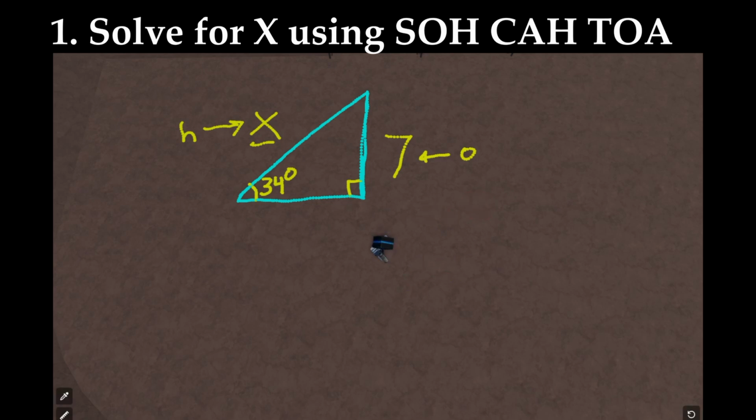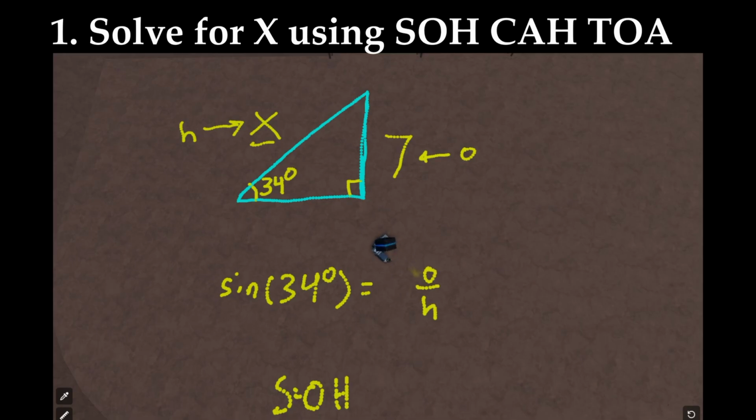Now let's write sine of the angle. And we already know the angle. It is 34 degrees, right? And what does SOH CAH TOA tell us? Well, SOH CAH TOA tells us that sine is equal to the opposite over the hypotenuse. And the thing is, we know what the opposite and the hypotenuse are. O is just 7, and H is just x. Now look, we have an equation we can use to solve for x. So how can we solve for x?